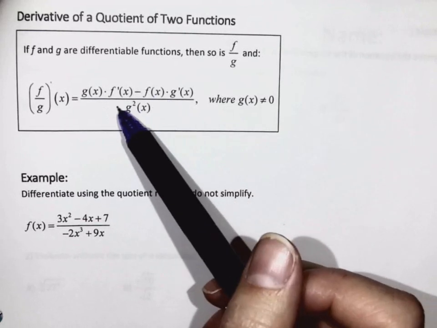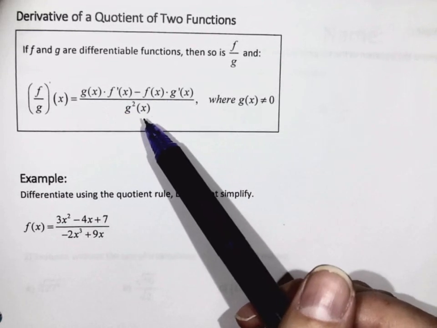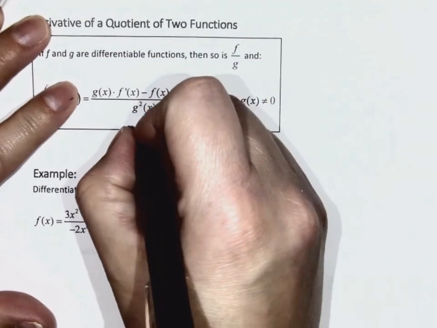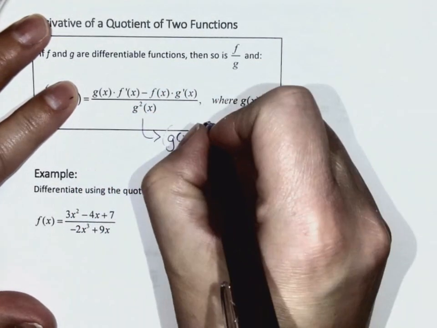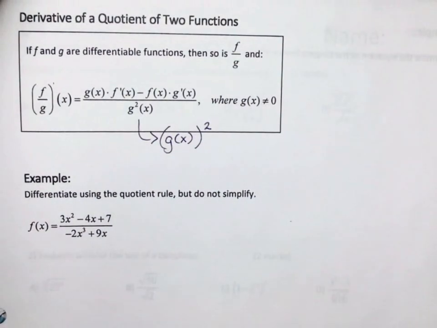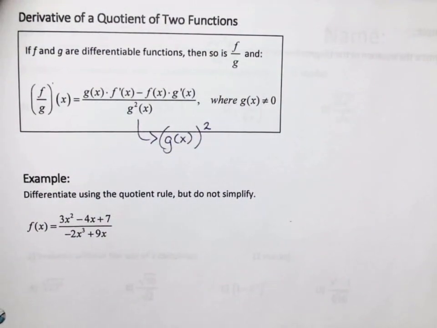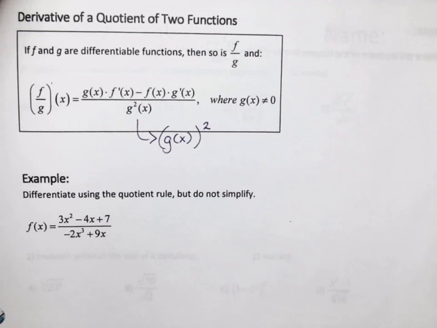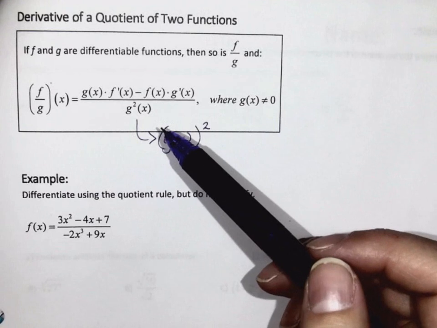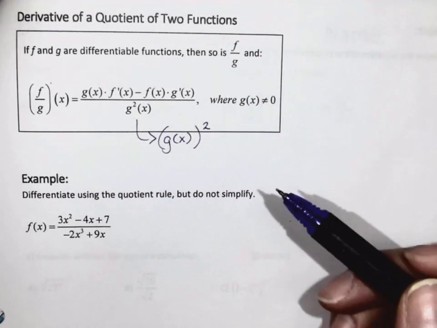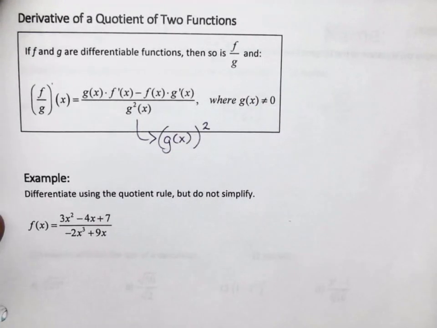And g of x gets squared on the bottom. I know we write it like this, but really what we're saying is that the denominator function g of x is squared at the end. We are not going to simplify because it would be super ugly if we tried. And we know the restriction: g of x can't equal 0, because we'd have a denominator of 0, and that would be undefined.